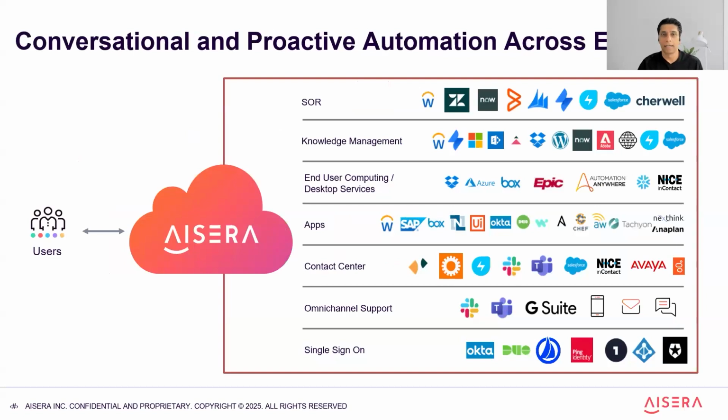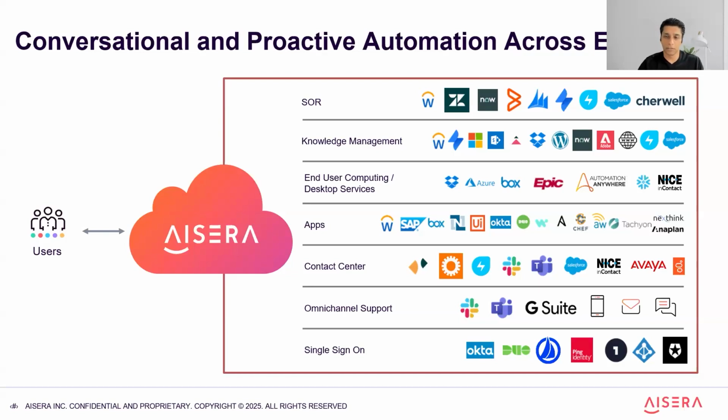So one last slide. This is how it works: we have users on the other side, and the users interact with the Aisera Universal Agent. And then from there, we have a variety of different conversations or tasks that we can do based on whatever people want to work with.